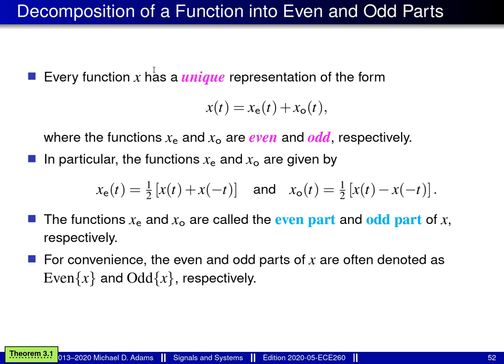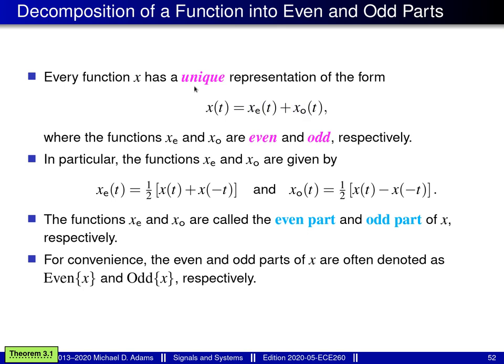So every function x has a unique representation of the form given by this equation here, where the function xe is an even function and the function xo is an odd function. So what this particular result is saying is that any function, regardless of whether it's even or odd, in other words, it doesn't have to have any symmetry at all, can always be written as the sum of an even function and an odd function. And furthermore, this representation is unique.